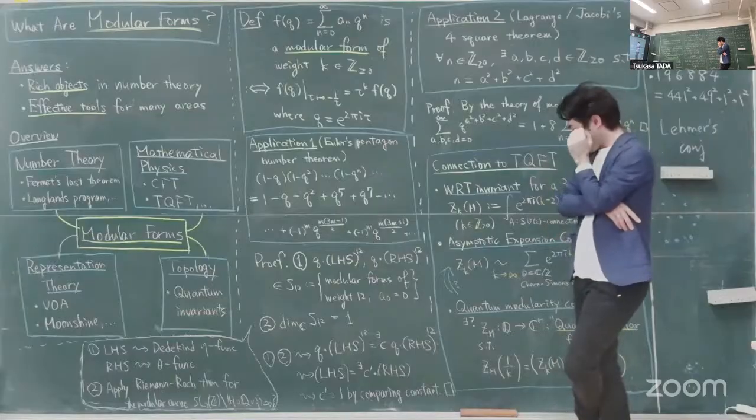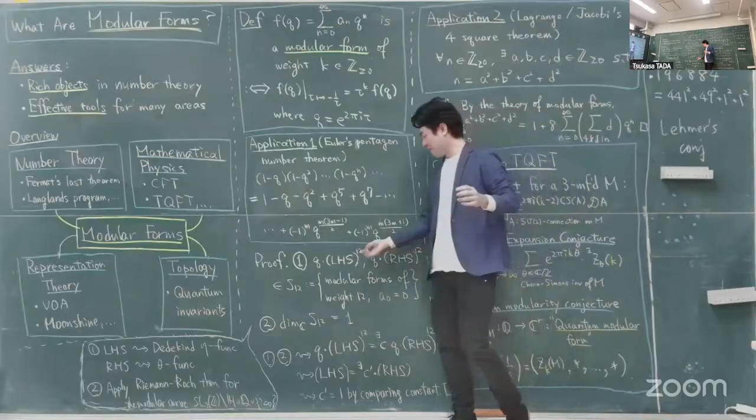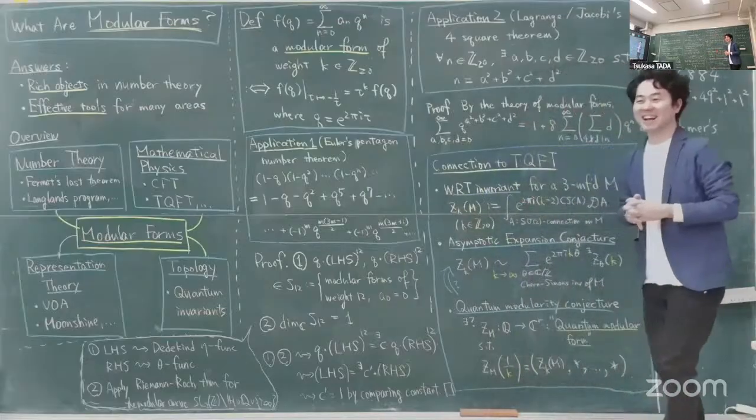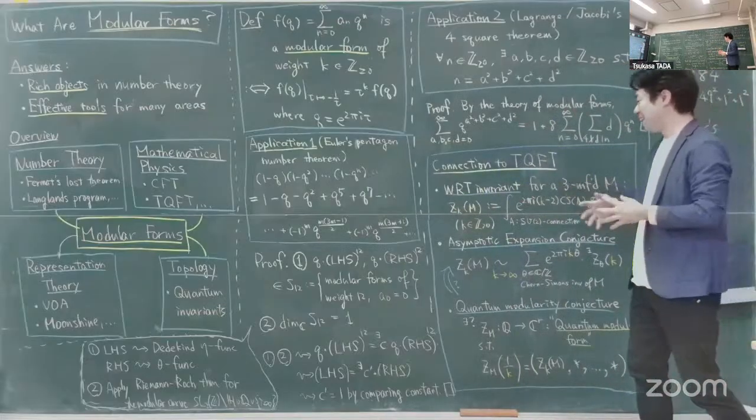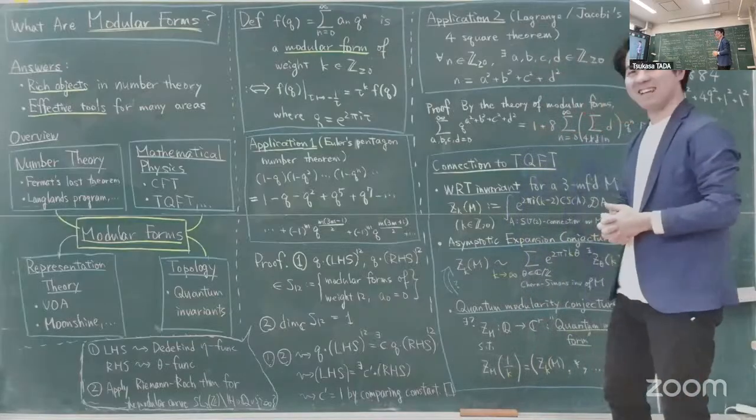What to say, but sometimes in mathematics and physics, 12 or 24 always appears. That's a reason. Yeah, this is very important.